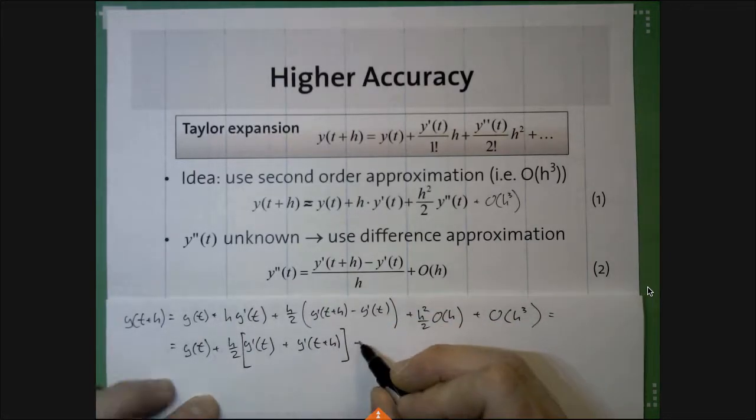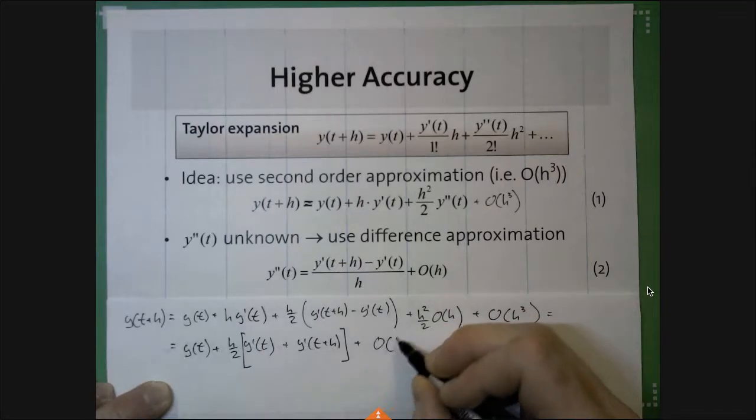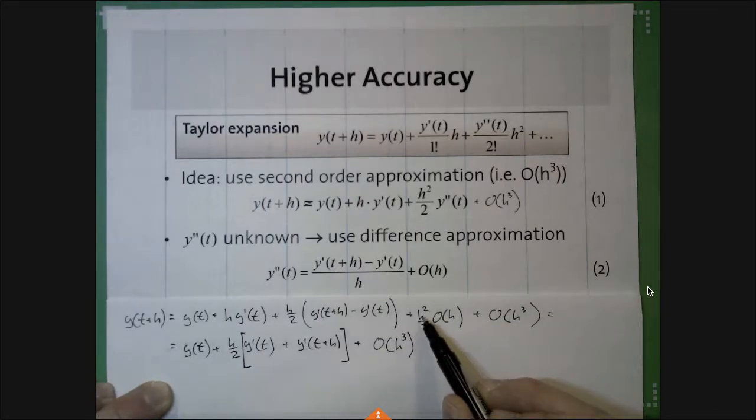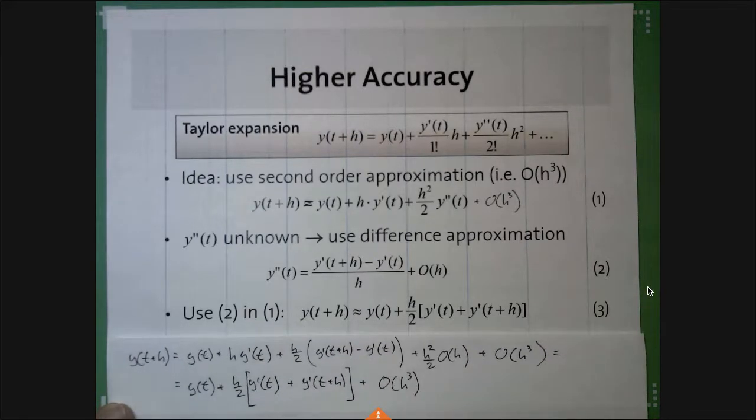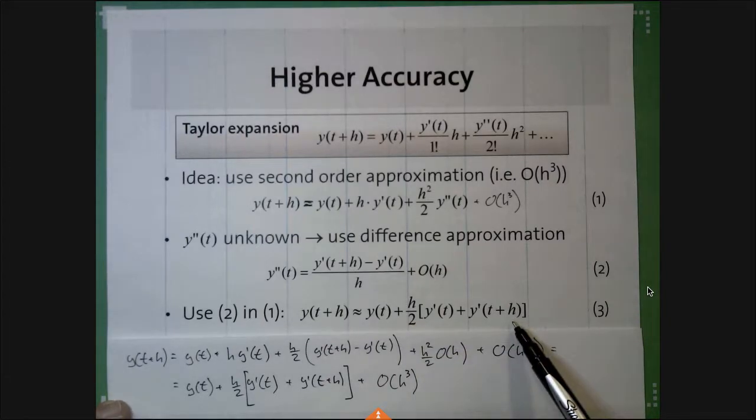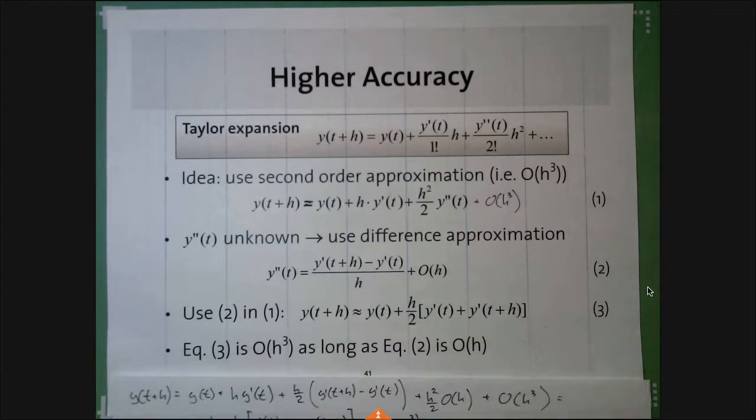Okay, and this whole thing I can just write as O(h cubed) because this is h squared times O(h). And all together, that's the beauty of the big O notation, right? I can just lump it under one big O thing. And this is what I wanted to get here. Yeah, that's correct.